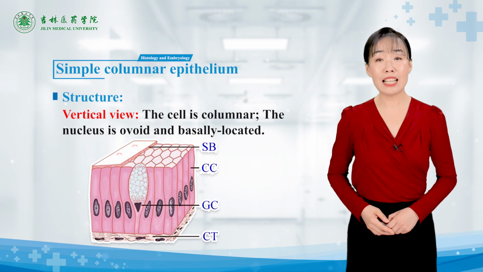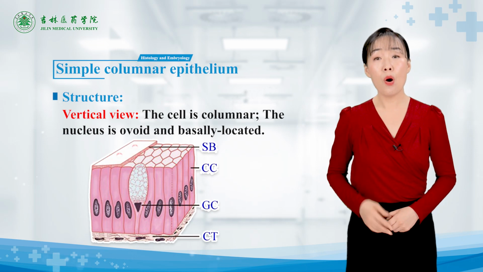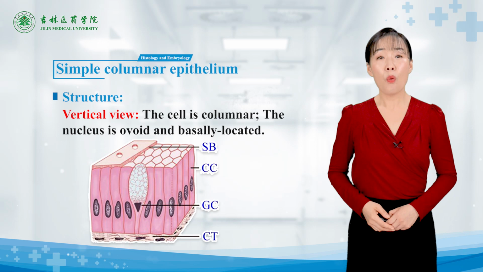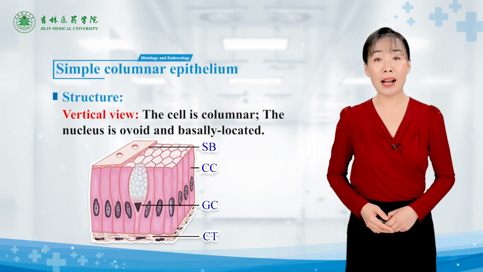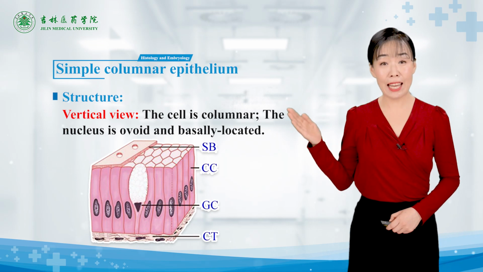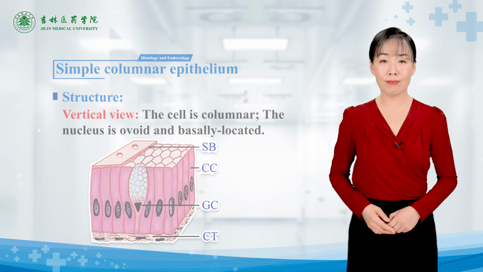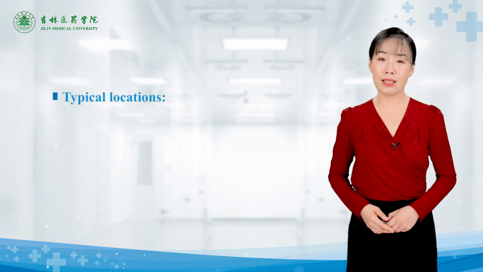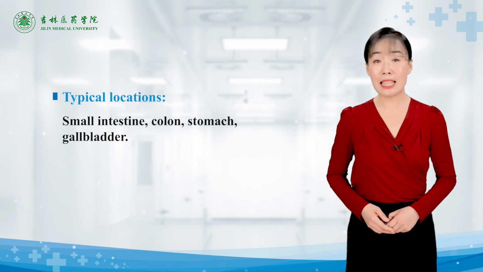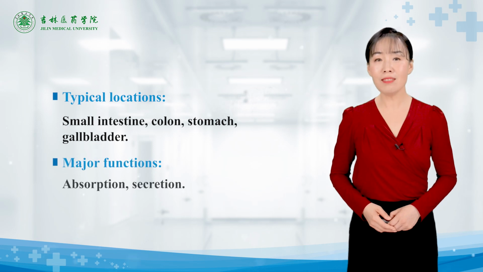In the small intestine, on the apical surface of the columnar cells, we can see the striated border, which is made of microvilli expanding the cell surface area. The blue arrow indicates the goblet cell, which can secrete mucus. Typical locations: small intestine, colon, stomach, gallbladder. Major functions: absorption, secretion.